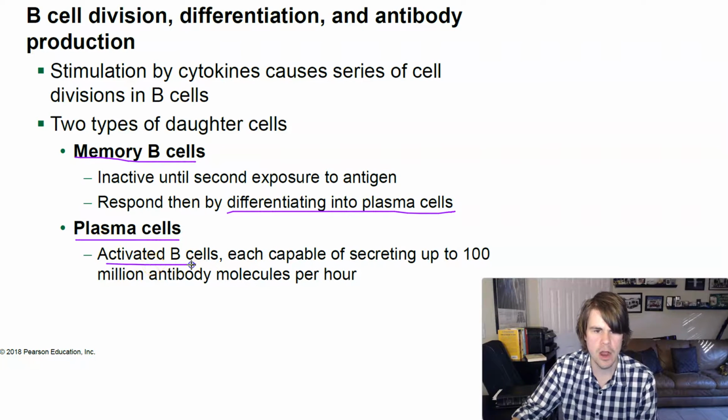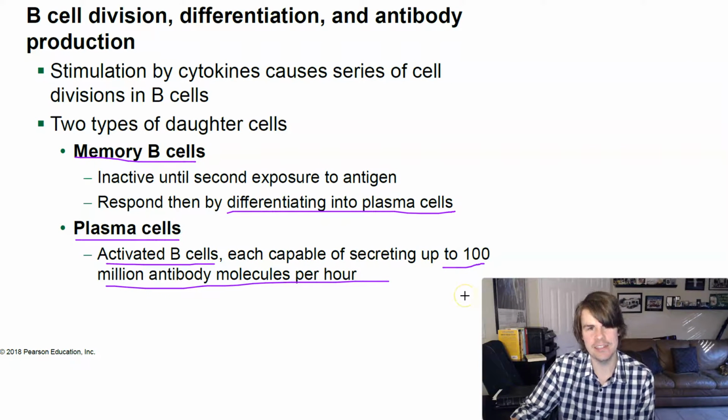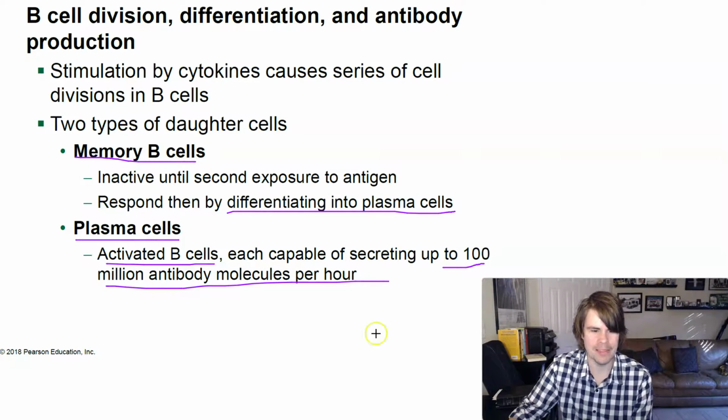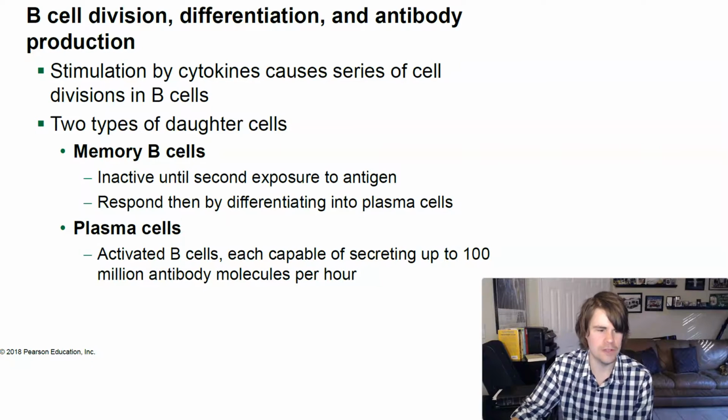Plasma cells are activated B cells, and they secrete up to 100 million antibody molecules per hour. That's ridiculous. I don't know if you want to do the quick math in your head. I can't really do it, but that's a crazy amount per second. Quick math, I'll post something maybe. But that's crazy. And those antibodies help to defend you.